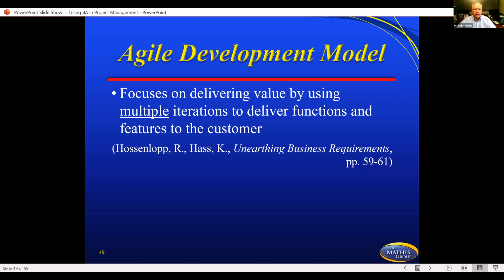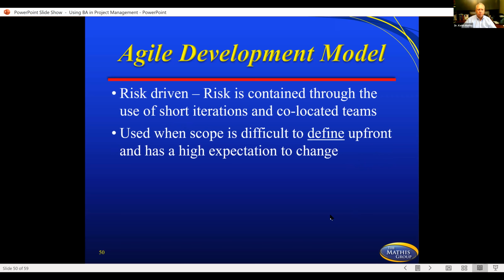So as a customer, if I've got 200 features that I need, at the end of each iteration, I pick up and I get to use some of those features and some of that functionality. And so we get 3 features at the end of the first month, and we get 6 features at the end of the second month, and so forth. And so I'm getting value earlier than waiting until the end of the 3 years.